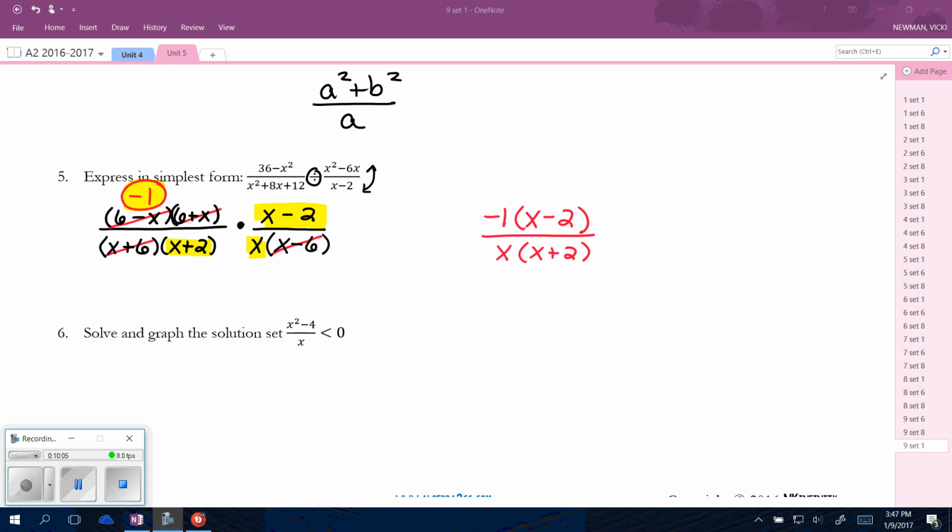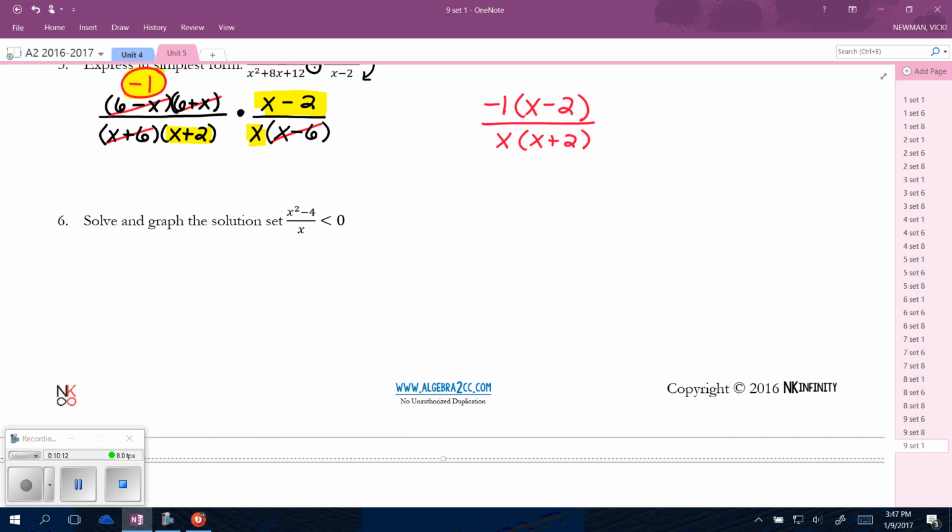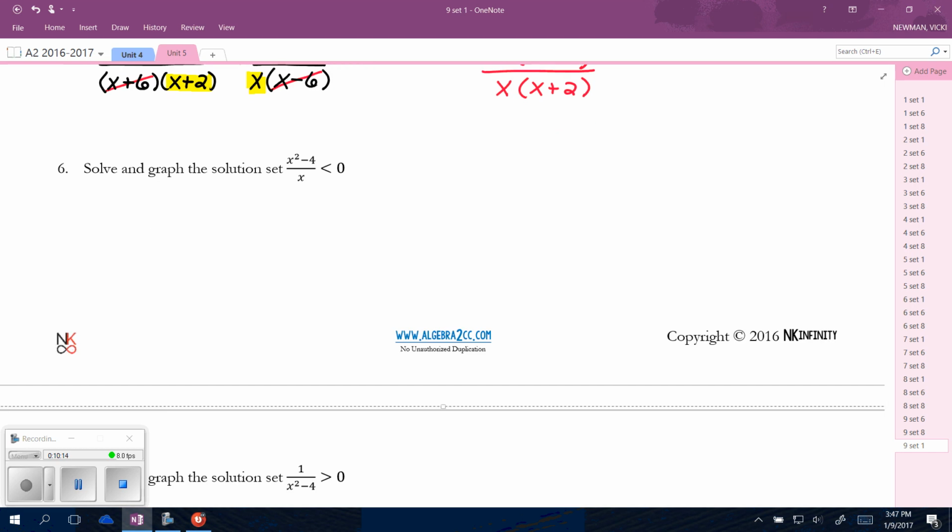All right, number 6 is a rational inequality. Oh, my computer froze. Okay, so you want to first factor anything you can. So on the top, you can factor the difference of two squares, x plus 2, x minus 2. And on the denominator, you can't factor anything, so you leave the x, is less than 0.